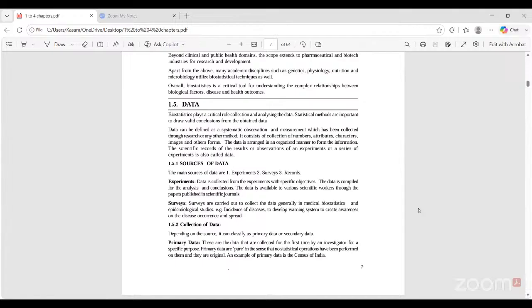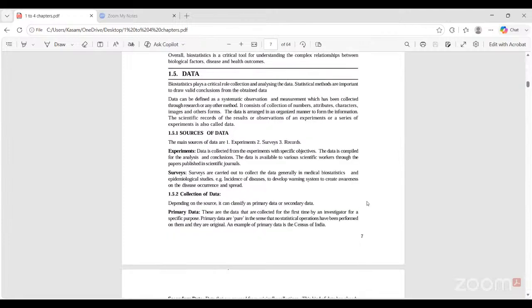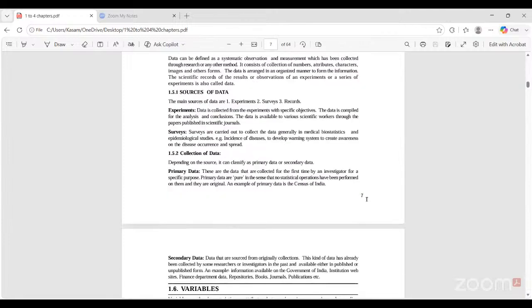The publisher of the specific surveys. Surveys are carried out to collect the data, generally in medical biostatistics, epidemiological studies, incidents of diseases, and to develop warning systems. So collection of data, already I told you, primary and secondary data.